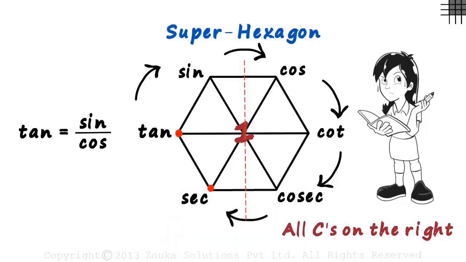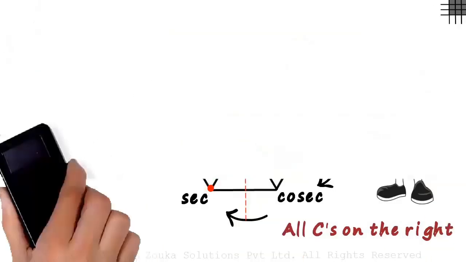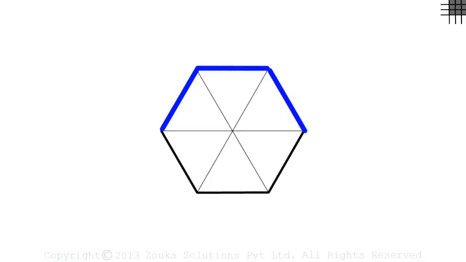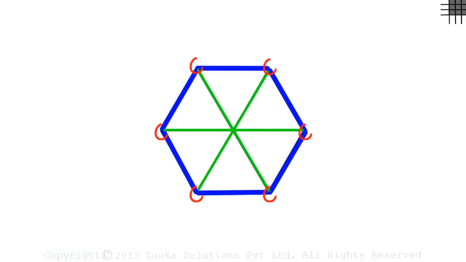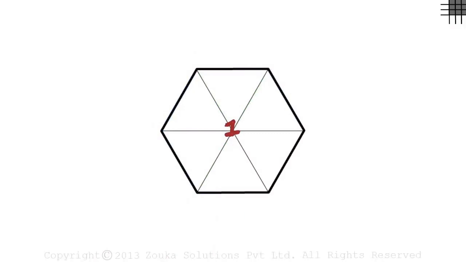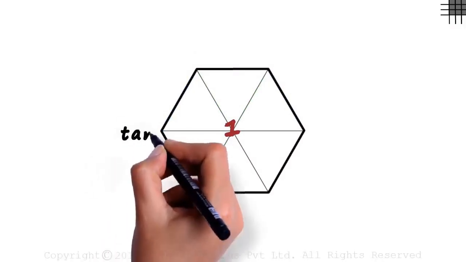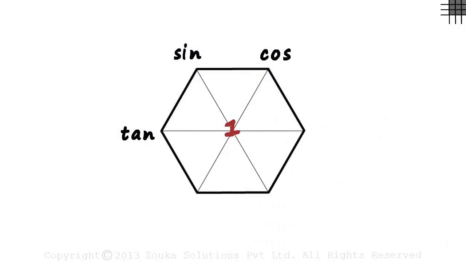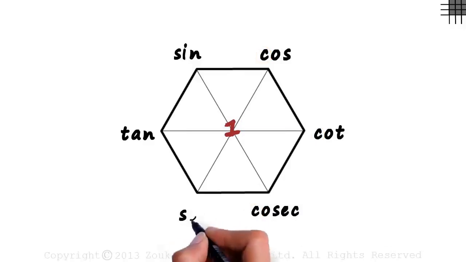That's all you need to remember about how the super hex has to be drawn. 3 diagonals joining the opposite vertices, the number 1 in the center, and the 6 functions at the vertices. So let's draw the super hex on a new page. A hexagon with 3 diagonals joining the opposite vertices, the number 1 at the center, tan is equal to sine by cos, cot opposite to tan, cosec here since all c's are on the right, and what remains is sec.